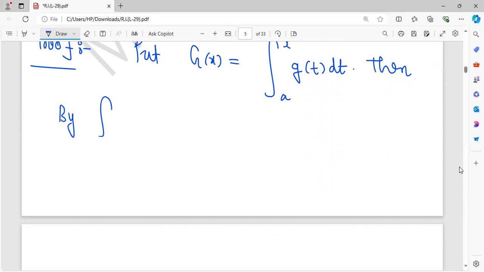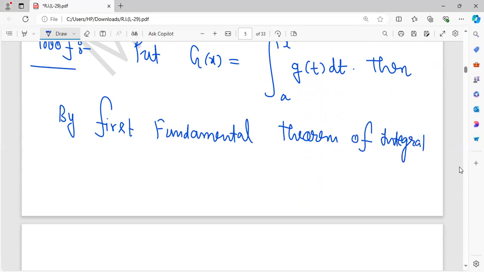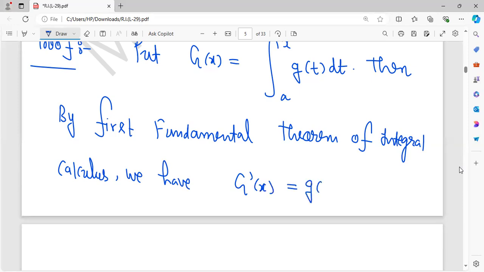Then by first fundamental theorem of integral calculus, we have g dash x is equal to small g x for all x belongs to closed interval a b.